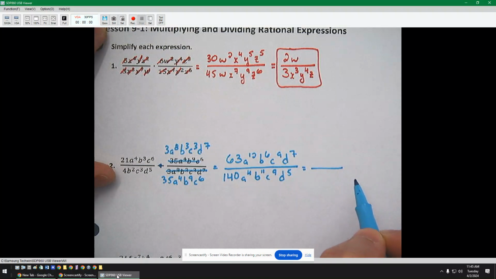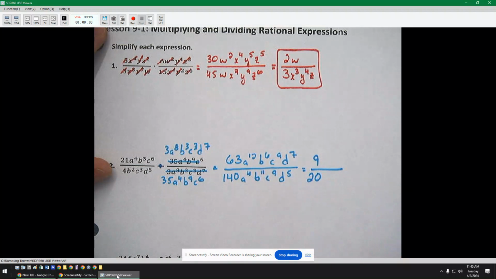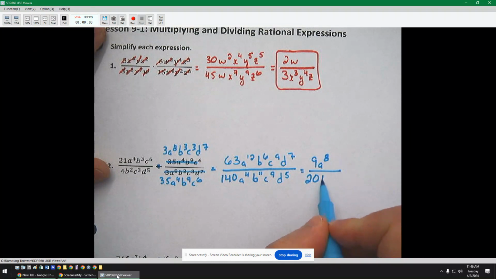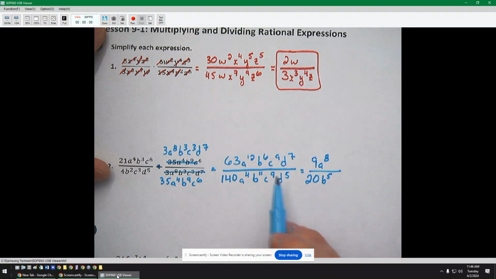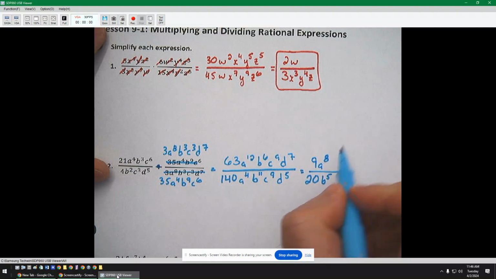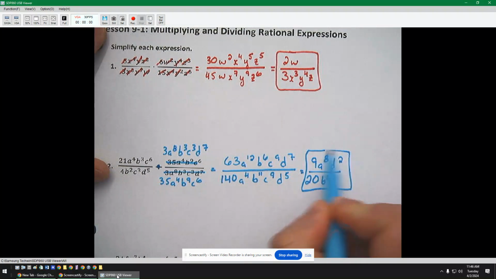So I usually start off by giving myself a new division bar, 9 over 20, and then I just start looking at stuff. There are 8 more A's on the top, so I'd have A to the 8th. There are 5 more B's on the bottom, so I'd have B to the 5th. There's the exact same number of C's, so there's none left. So C to the 0th is what we would have, but remember C to the 0th is 1. When you multiply by 1, it doesn't change anything. And then I look at the D's. I have 7 on the top, I have 5 on the bottom, so I have 2 extra. Box it in, put it up on my fridge.